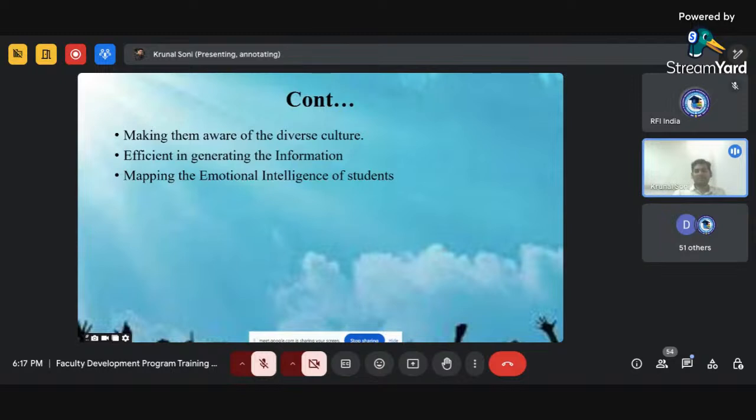Making them aware of diverse cultures, right? Different people, different cultures, different languages, different religions, right? So if you are part of a group discussion, you will have all kinds of people on a common platform.